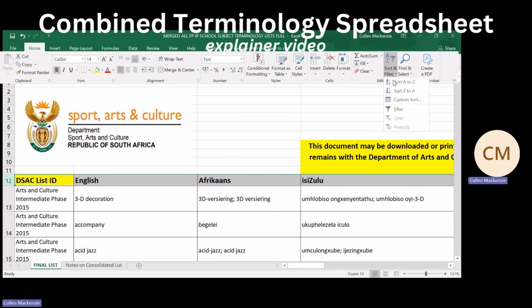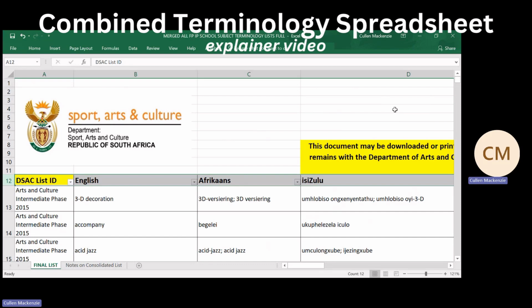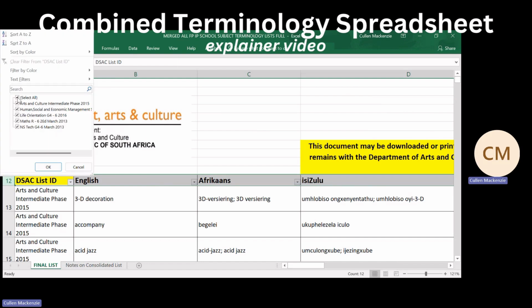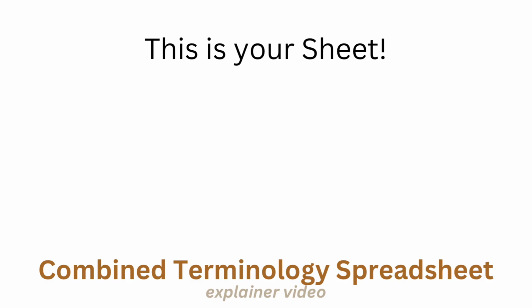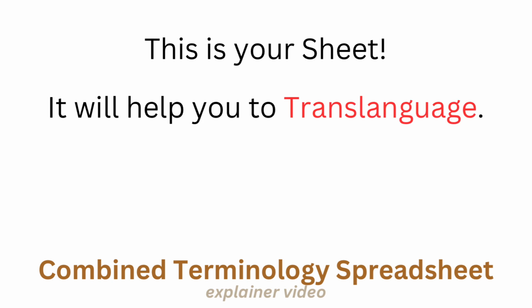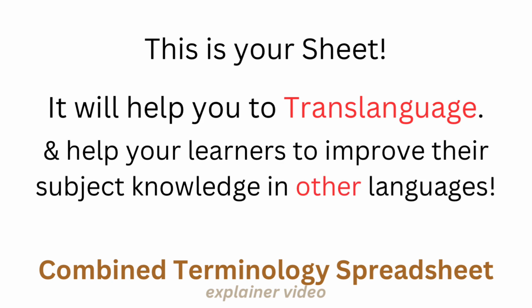Each column will now have a drop-down arrow next to the heading, and you can select that to filter only the words you want. You do this if you want to compare entries across different subject areas, or if you only want to see entries for a specific subject area. This is your sheet to use. It will help you to translanguage in your classes, and it will help your learners to improve their subject knowledge across other languages than their mother tongue.